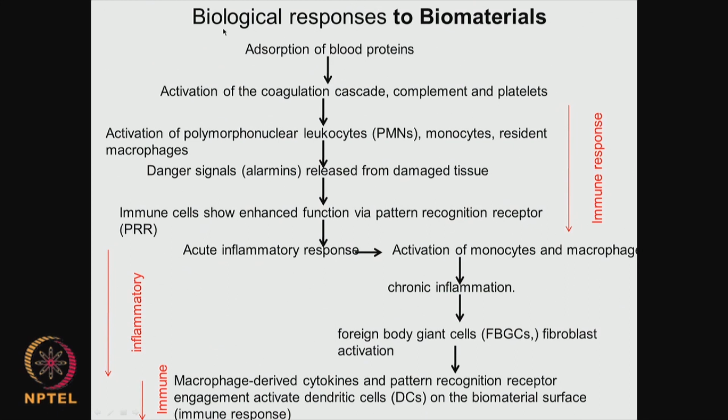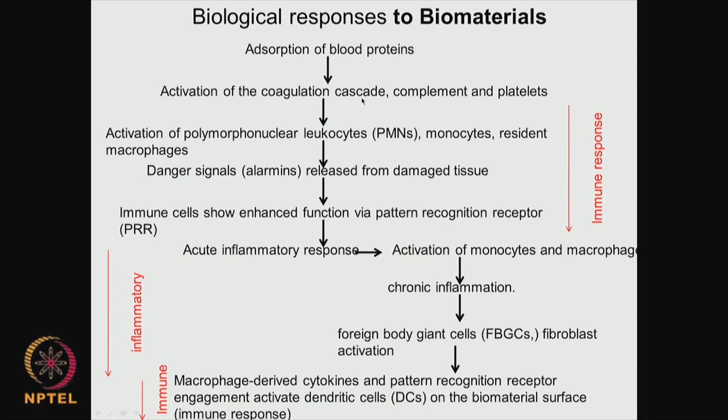So, further into the biological response to biomaterials. Initially, as I said, proteins get adsorbed, then there is an activation of the coagulation cascade, activation of the complement, activation of the platelets. The blood contains a lot of these. Then activation of polymorphonuclear leukocytes, called PMN, monocytes, and resident macrophages. Then a danger signal is released from damaged tissues. Then immune cells show enhanced function via pattern recognition receptors, called PRR. So, all these are called the immune response.